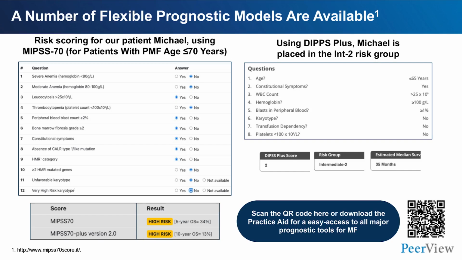Let's see how this patient then has his prognosis calculated using these scores. And you can see here some screenshots. If you use the QR code, you can access the prognostic scores or look at a practice aid. And you can see that on the left using the MIPSS70, we've filled in all of the answers here. This patient is a high-risk patient with a 5-year overall survival of 34% and a 10-year overall survival of 13%, and very similar with the DIPSS Plus score.